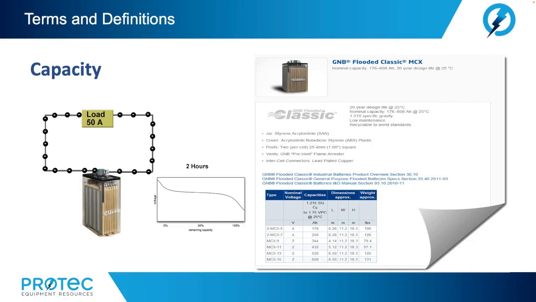Battery capacity varies with the discharge rate. The higher the discharge rate, the lower the cell capacity. Lower discharge rates result in higher capacity. And the rated capacity for lead-acid batteries is usually specified at the 8, 10, or even 20-hour rates. We typically see this on the datasheet as C sub 8, C sub 10, or C sub 20.